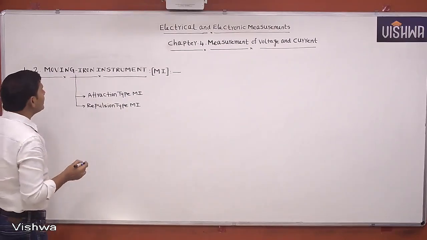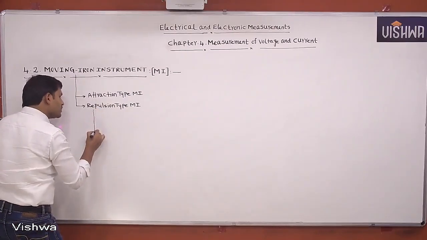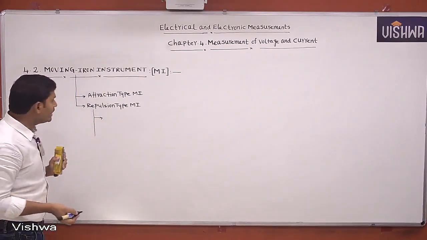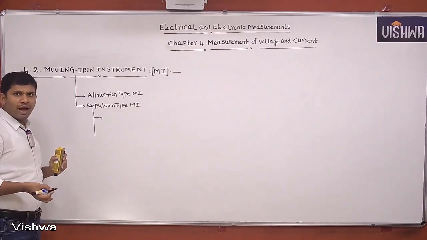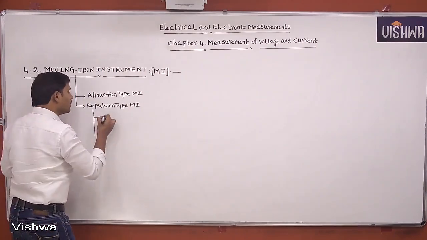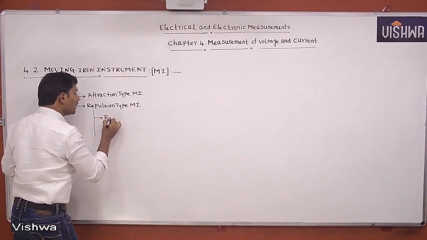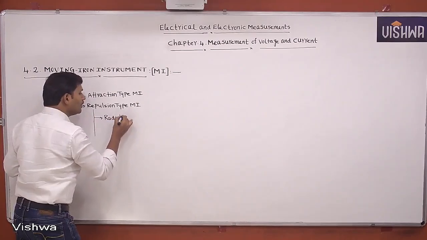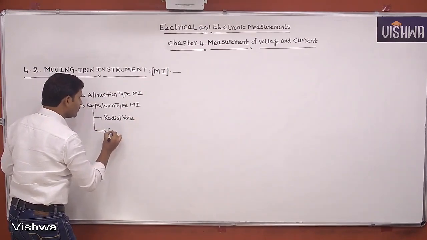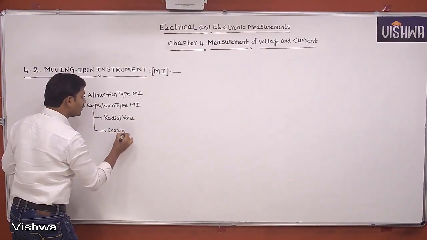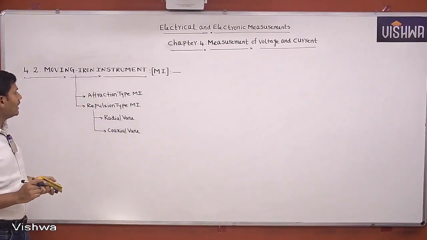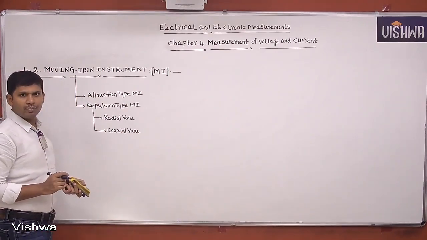In this repulsion type, again there are two types based on the shape of the iron piece, the iron vane, we are using in the instrument. One is the radial vane repulsion type instrument. Another one is the coaxial vane repulsion type instrument.